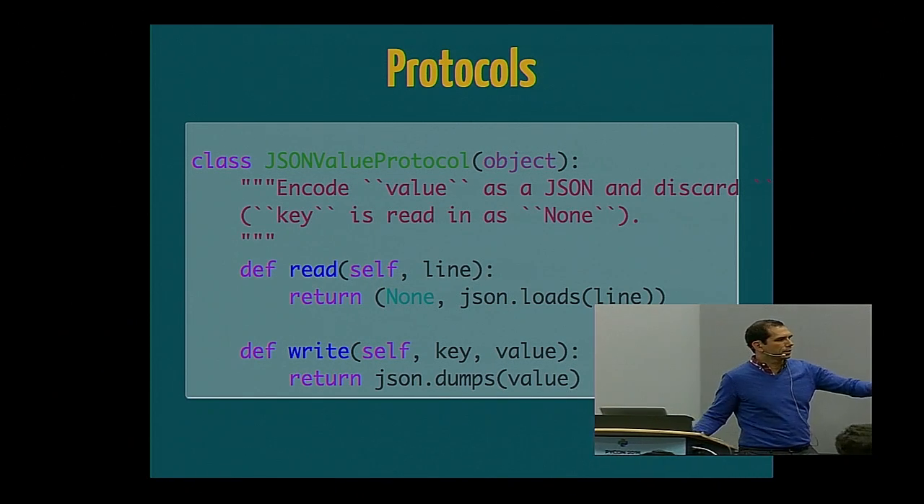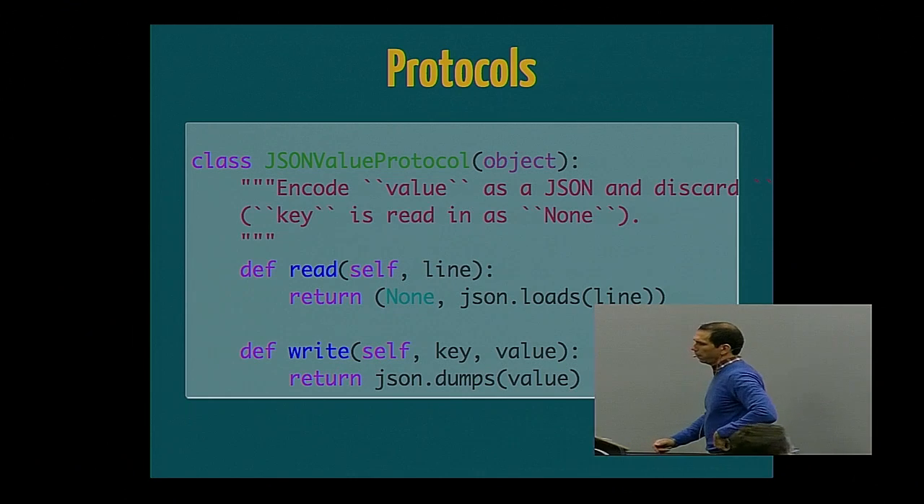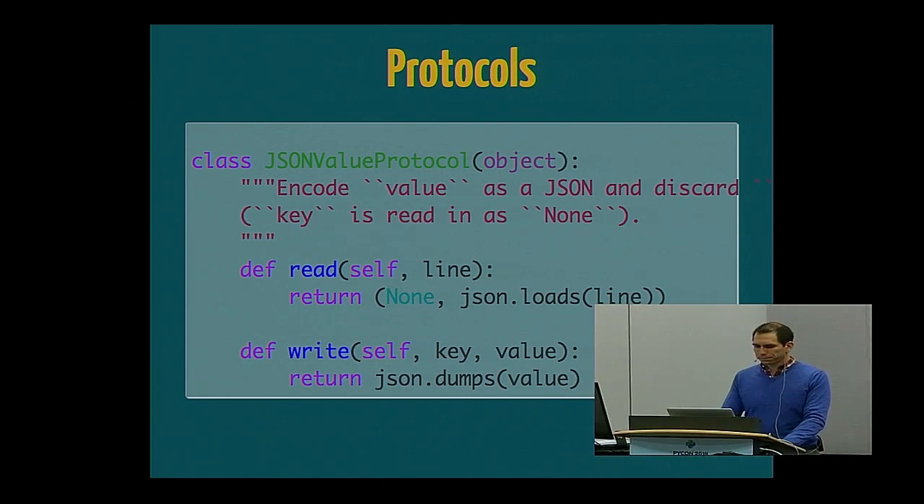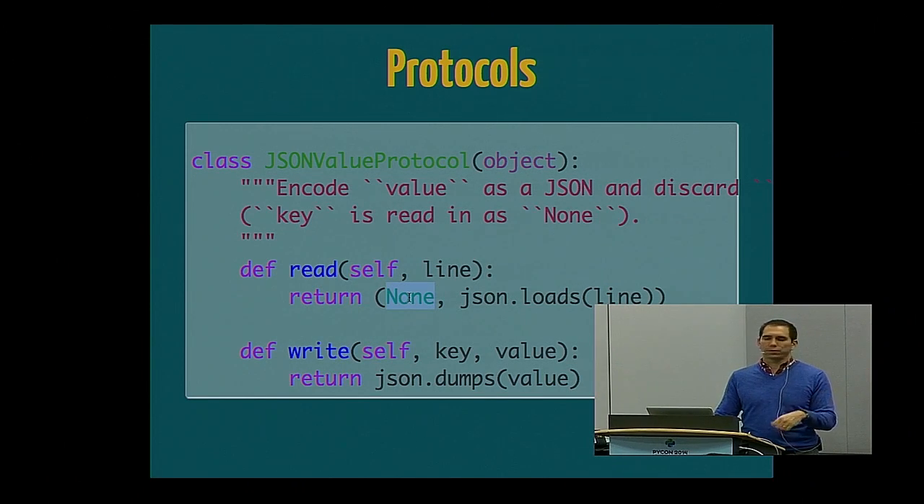Again, we're not going to be filling in this code, but we will be using this JSON value protocol. The reason why it's called value here is because we're not going to be returning any key for this. In our input file, we just have one line of JSON. There's no keys there.